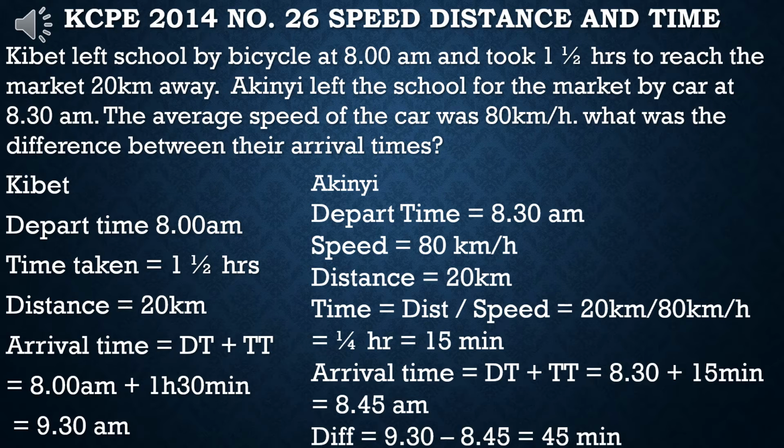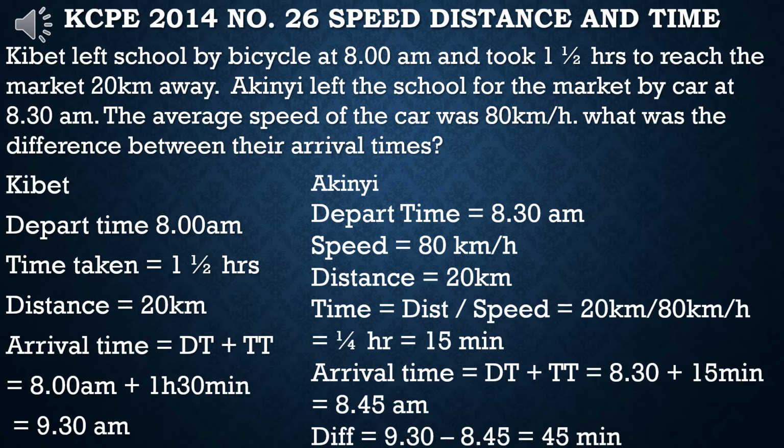He took 1.5 hours and the distance that he covered was 20 kilometers. So arrival time for this one is supposed to be departure time plus time taken. Arrival time is departure time plus time taken. So nothing is hidden for this question to find the arrival time, because we have the departure time 8 a.m. and it took 1.5 hours.